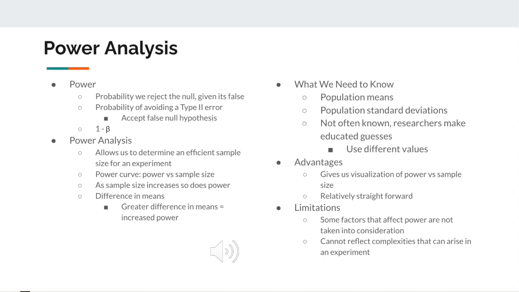So the advantages of power analysis is that it gives us a visualization of power versus sample size, and it is relatively straightforward because you're pretty much just finding out the power, and there's plenty of software that can do this too. But the limitations are that the factors that can affect power are not often taken into consideration, and it can't reflect the complexities that can arise in an experiment. So essentially, it can kind of oversimplify things in a way, but it is still a really useful tool when determining an efficient sample size for an experiment.